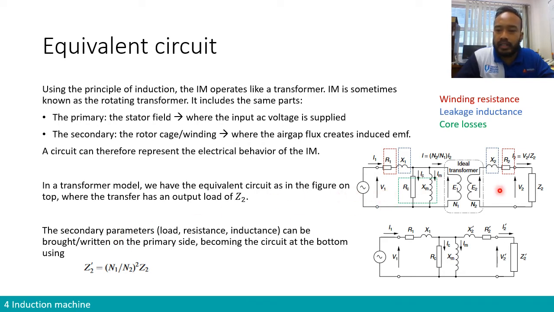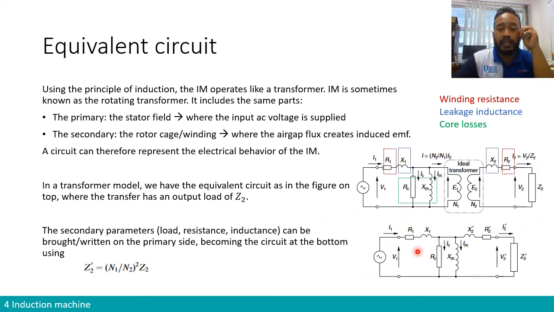Okay, so this is basically the model of a transformer, and it can be simplified because we don't like to have two separate circuits like this. It's very hard to analyze. But we know that in between the two circuits, we have the ratio of N1 and N2, which is the ratio of the transformer, right? The amplification or the transformer ratio. So in order to make it simpler, what we can do is to bring the secondary part into the primary part so that it can become one single circuit like this.